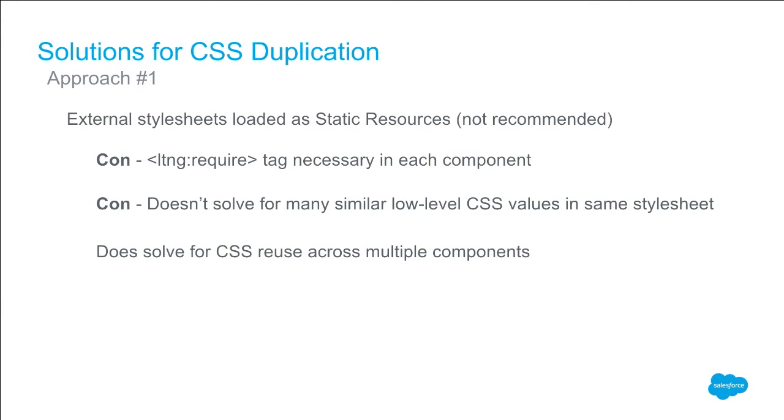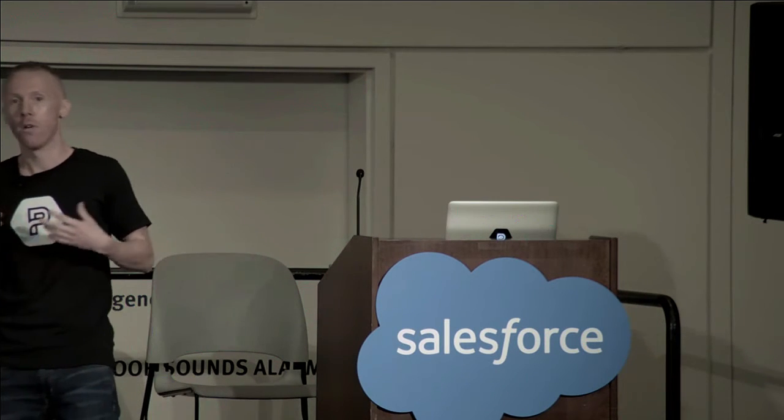It does solve for CSS reuse across multiple components. If you've got some base style sheets with some base classes, you can use it across your components with this approach. It solves for that. It does not solve for many similar or identical low-level values in the same style sheets. If you've got default values for margin, padding, spacing, etc., across multiple classes in the same style sheet, this approach is not going to solve for that.